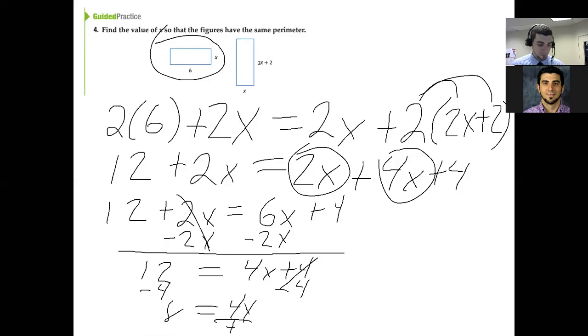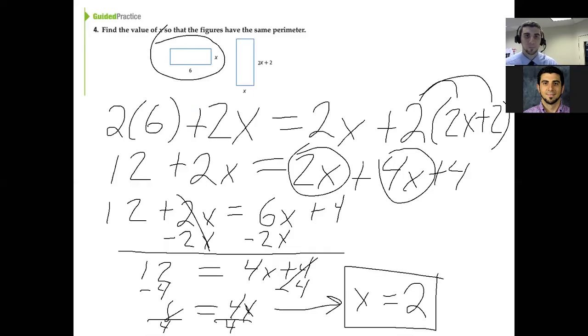Divide by 4. Sorry, it's starting to look a little squooshed there. And you'd have x equals 2. All right, so when x is 2, these rectangles have the same perimeter. Okay?